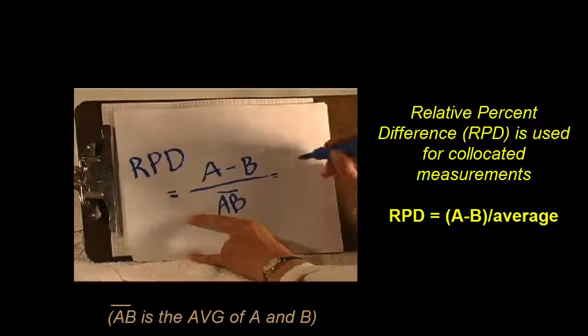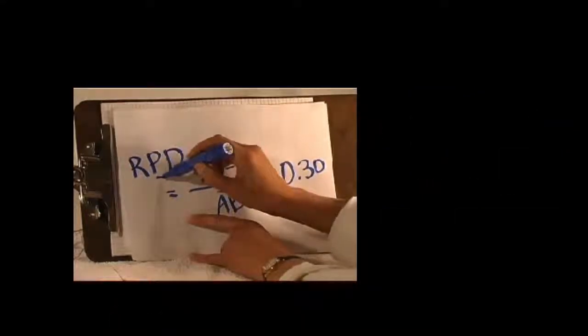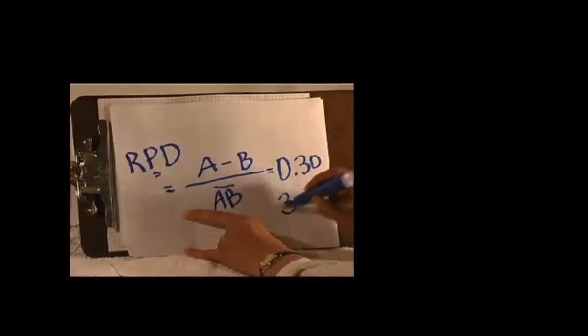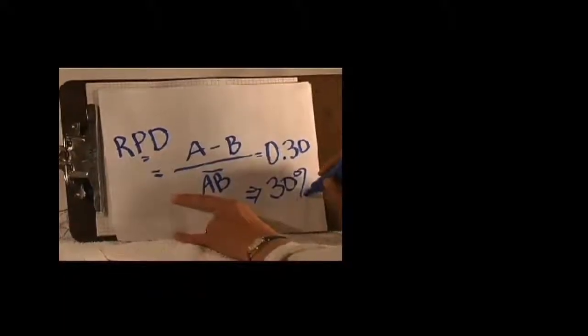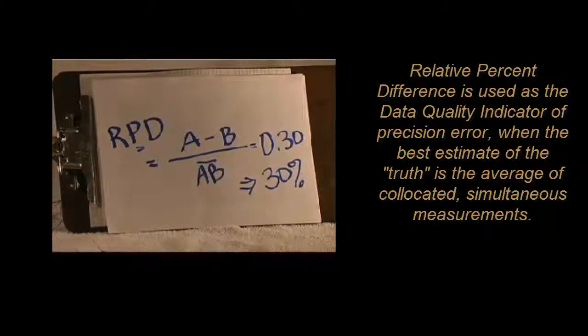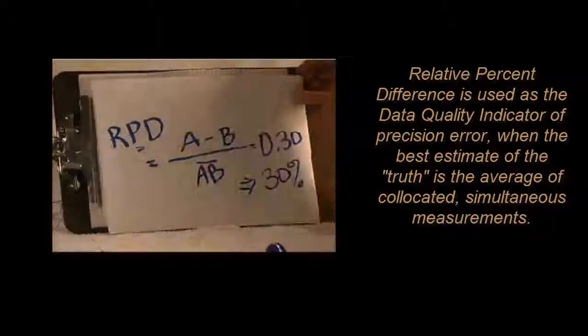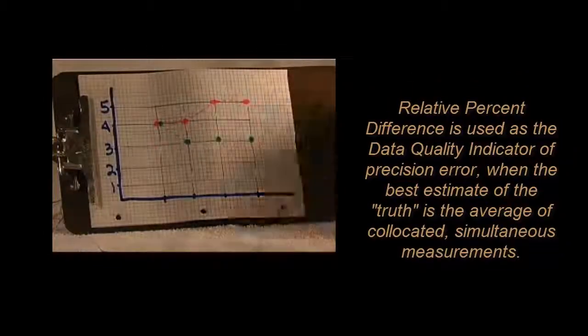In some of our cases we get a number something like 0.30, say, and then if you want to put it in terms of percent, that gets translated to 30%. So that's how you calculate relative percent difference, which is your data quality indicator, relative percent difference of precision when you've got two side-by-side measurements.